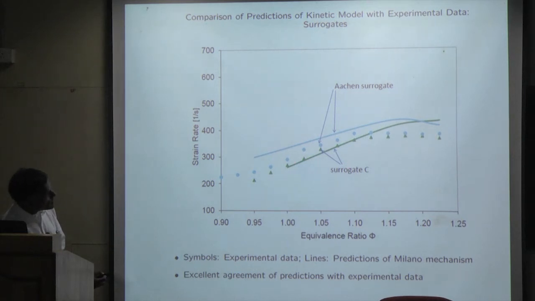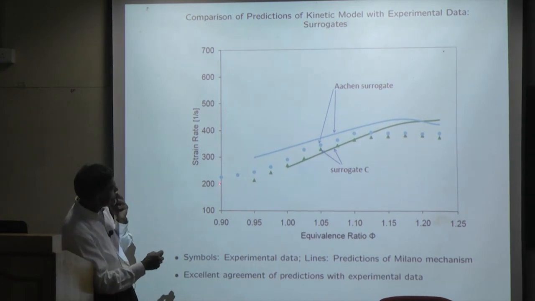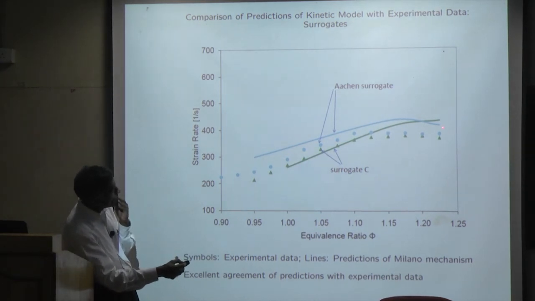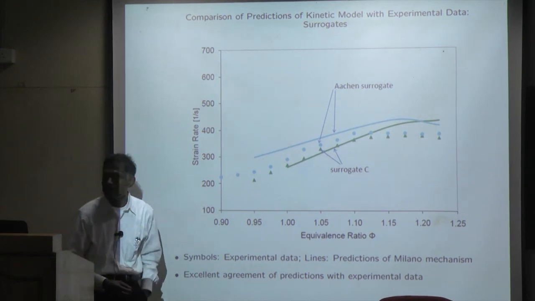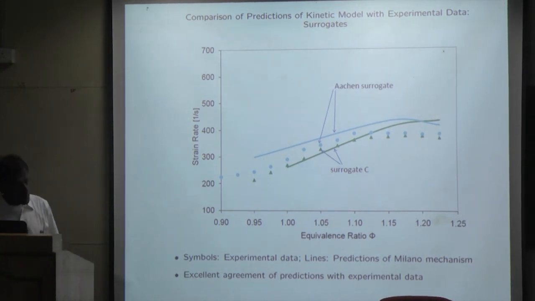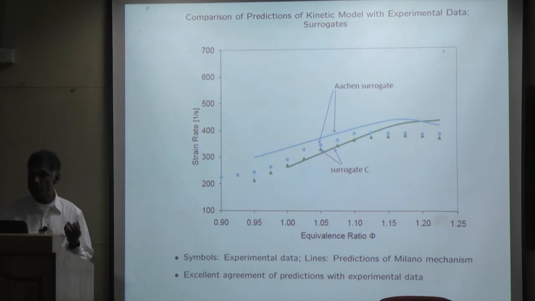for surrogate C. We tested two surrogates, surrogate C and the Aachen surrogate, right? The blue is the experimental data for the Aachen surrogate, and this is the calculation from Ramsey's group. Then here is the experimental data from UCSD for surrogate C, and this is again the calculation from Ramsey's group. So what we established here is that the Aachen surrogate is pretty good, and Ramsey's mechanism reasonably well reproduces many characteristics: ignition characteristics, extinction, as well as premixed flame propagation.